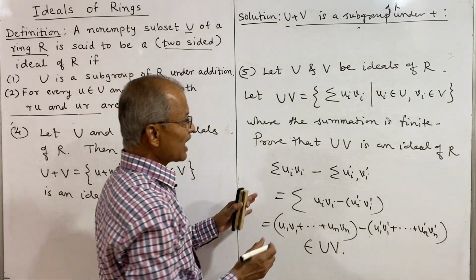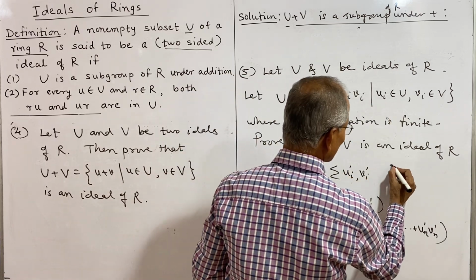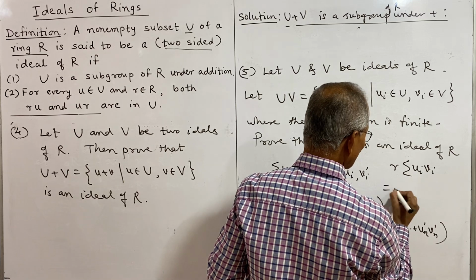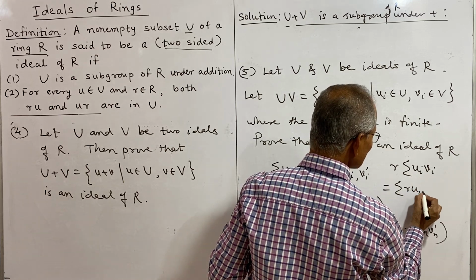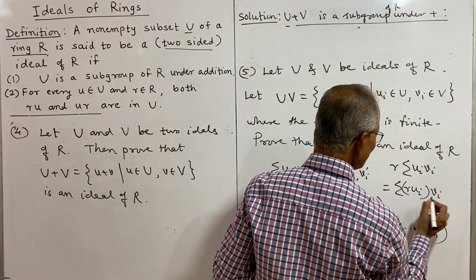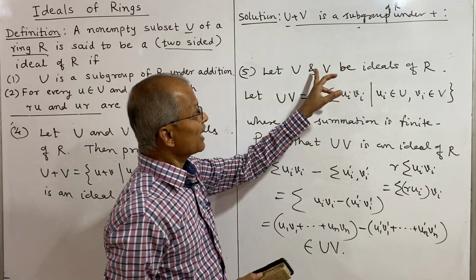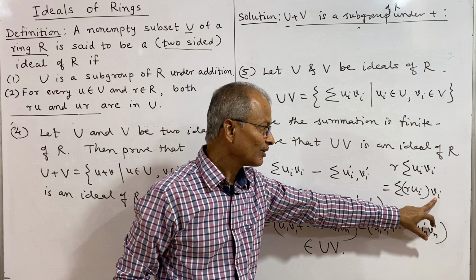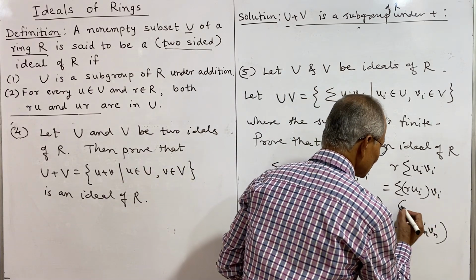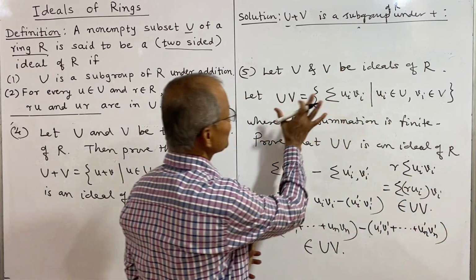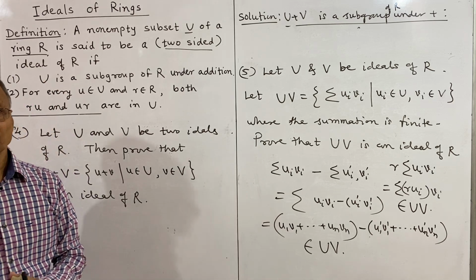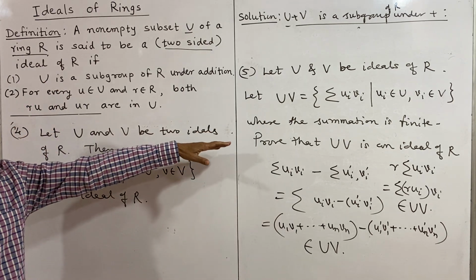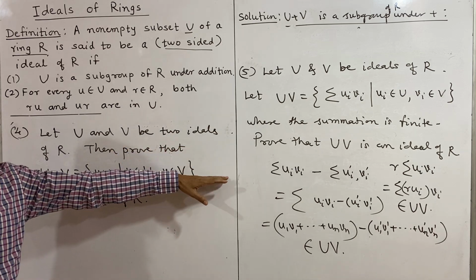Likewise, you may consider r in R, and the product r into summation ui vi will be summation of r times ui into vi. Because U is an ideal, r ui is an element of U, and vi is an element of V, and therefore this also belongs to UV, and this proves UV is an ideal of R. So please try these two examples yourself.